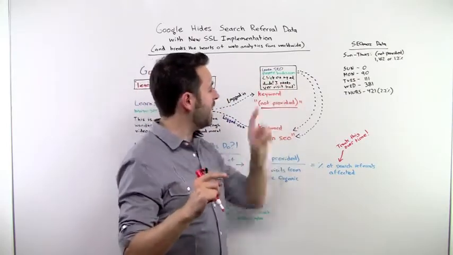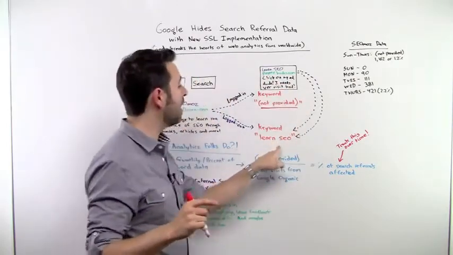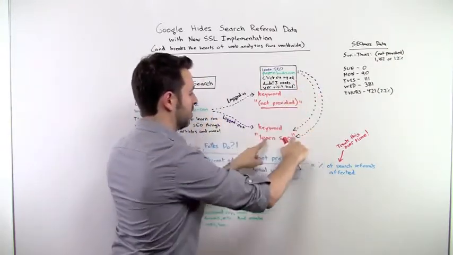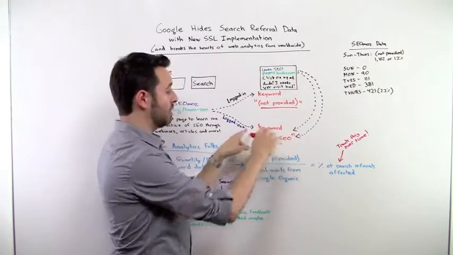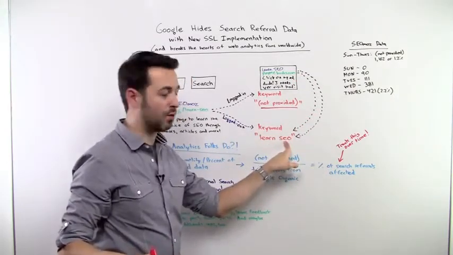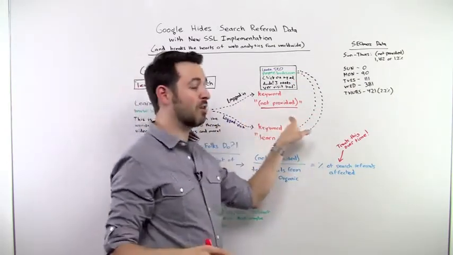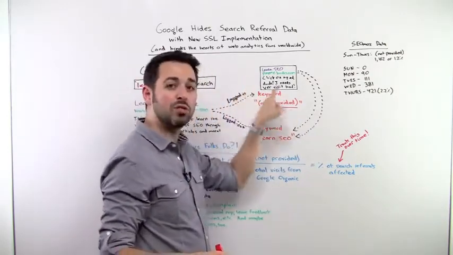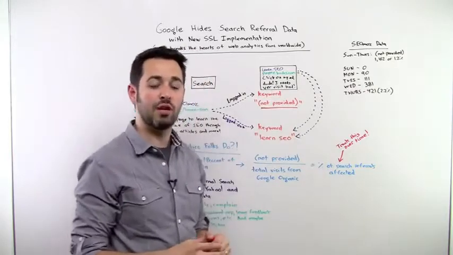However, if you click this paid search ad, they will still be providing the keyword Learn SEO. So logged out behavior in purple here, logged out behavior always gets keyword Learn SEO as the referrer. Logged in behavior gets keyword not provided if you click on organic results, but if you're paying Google, you will still be able to see the referral information.